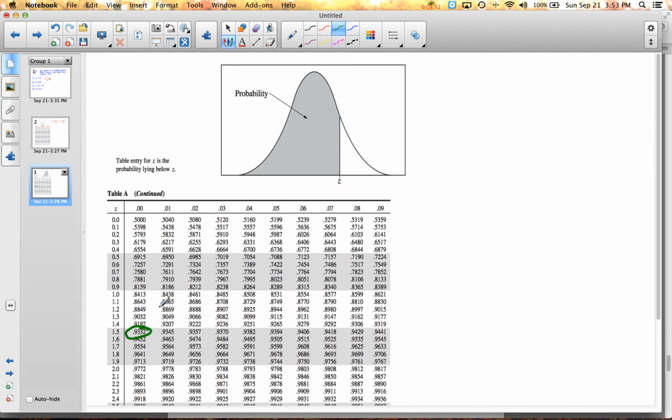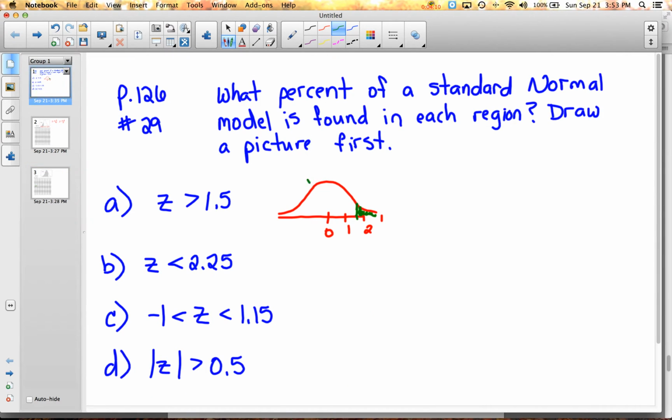Now the reason for that is, remember, this value is the shaded area to the left. If my picture is to the right, then that means I'm going to have to subtract from 1. Remember, 1 was the area of the whole thing. So I'm going to go back to my picture. This right here is 0.9332. I need 1 minus that.